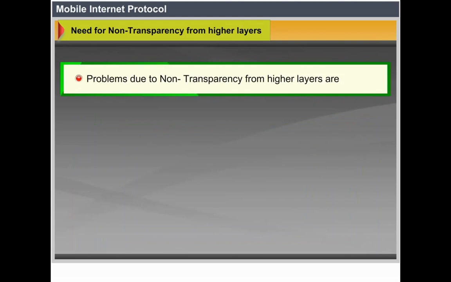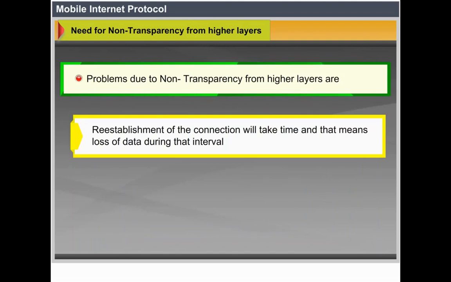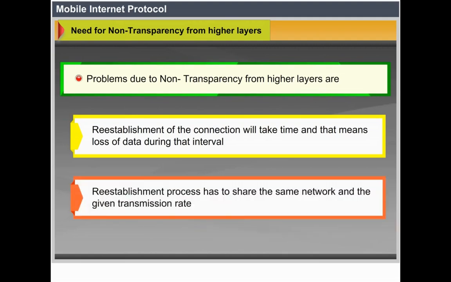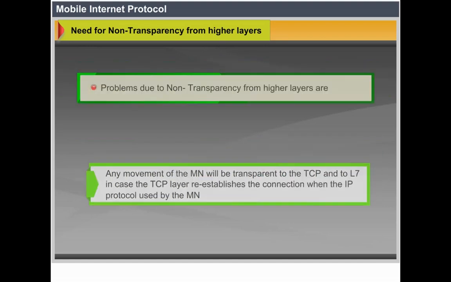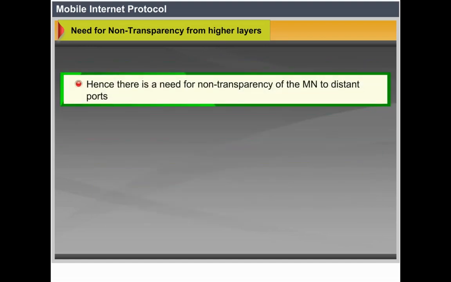Problems due to non-transparency from higher layers are: re-establishment of the connection takes time, which means loss of data during that interval. The re-establishment process has to share the same network and the given transmission rate. Any movement of the MN will be transparent to the TCP and to L7 in case the TCP layer re-establishes the connection when the IP protocol is used by the MN. There is, therefore, a need for non-transparency of the MN to distant ports.